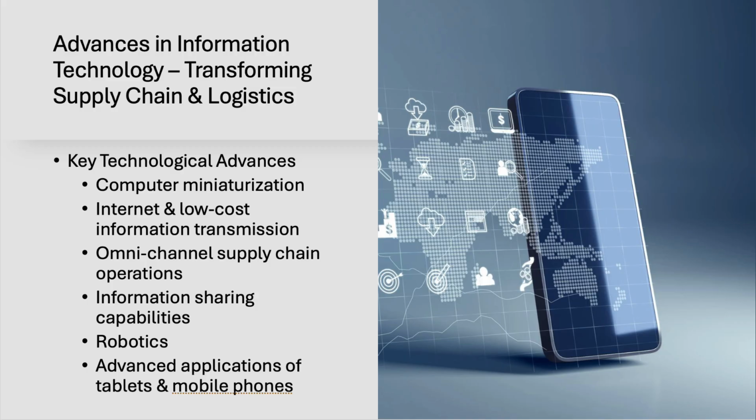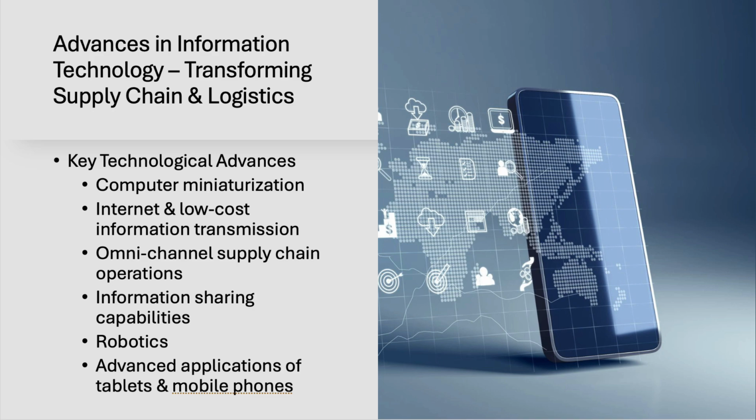Third, we see the growth of omnichannel supply chain operations. Customers now interact with companies through stores, websites, mobile apps, marketplaces, and delivery platforms. This creates more complex fulfillment requirements because inventory and information must be coordinated across multiple channels. Fourth, technology has increased information sharing capabilities. Supply chain partners can share demand forecasts, inventory levels, production plans, shipment status, and point-of-sale data.